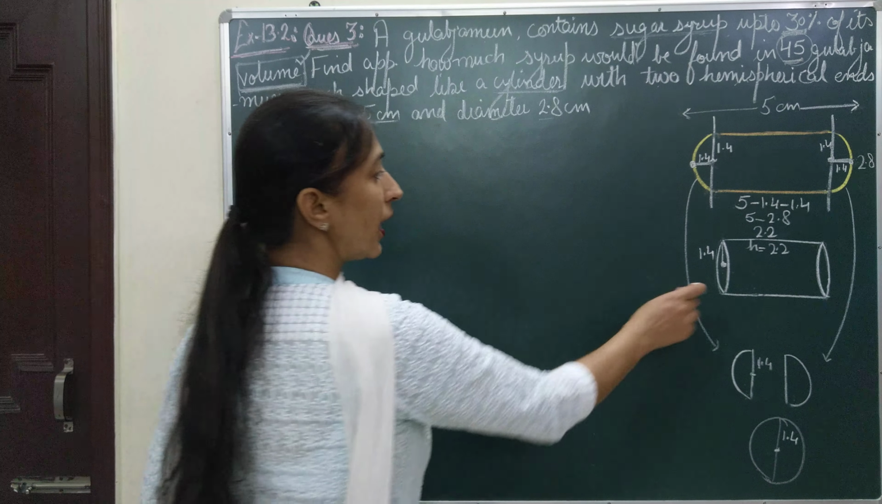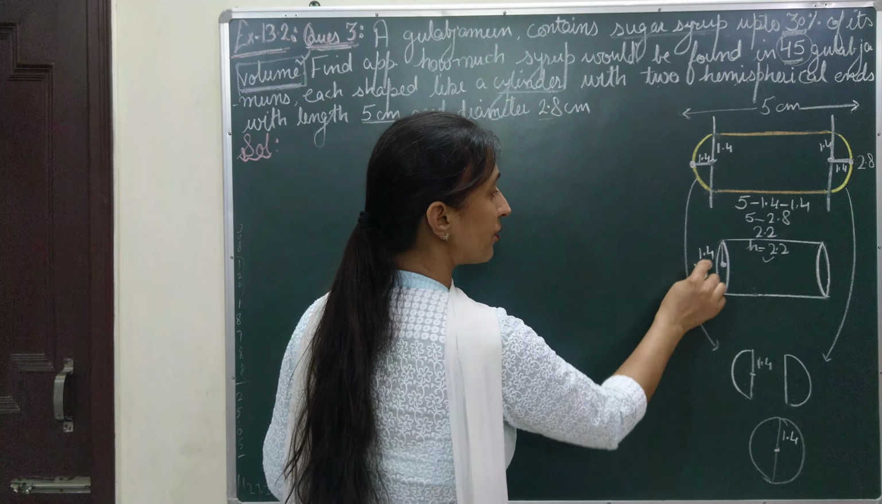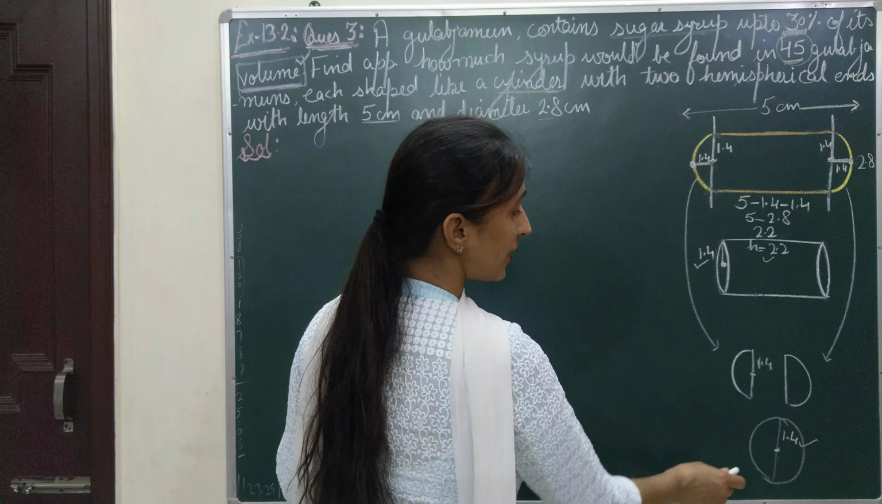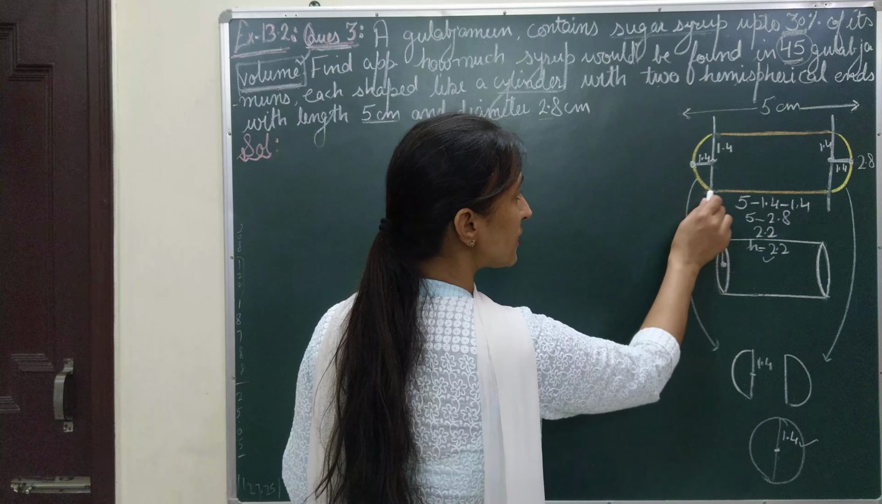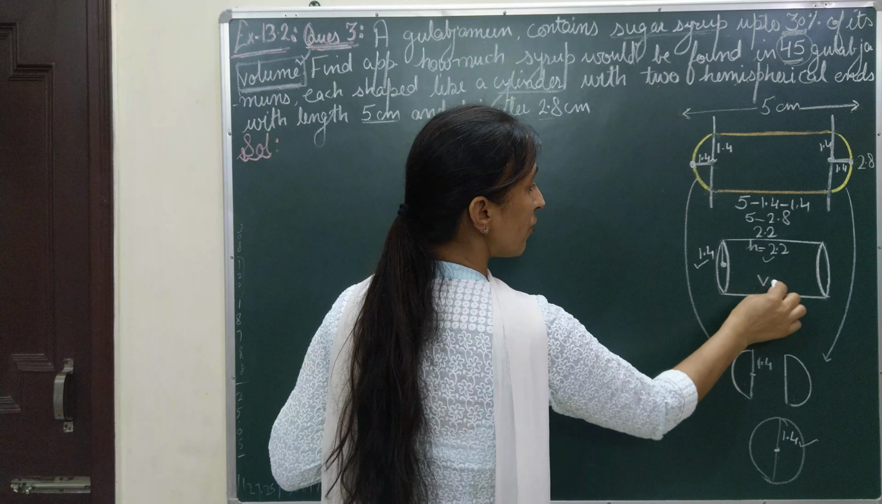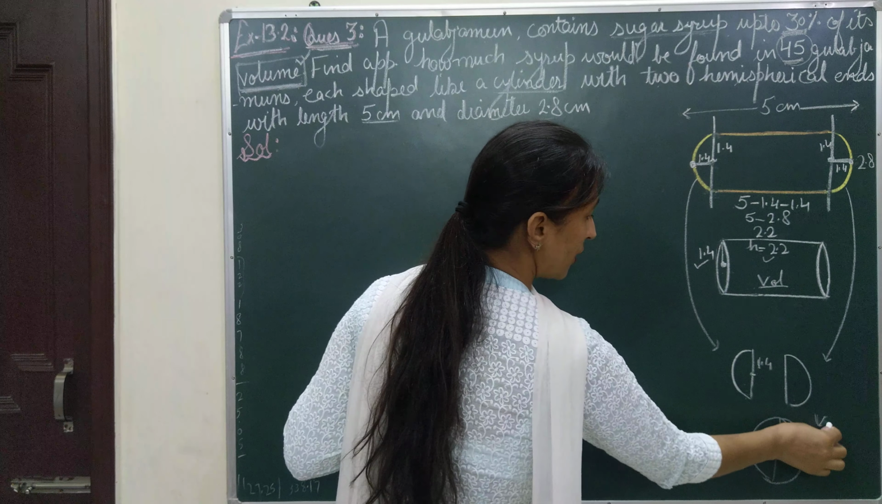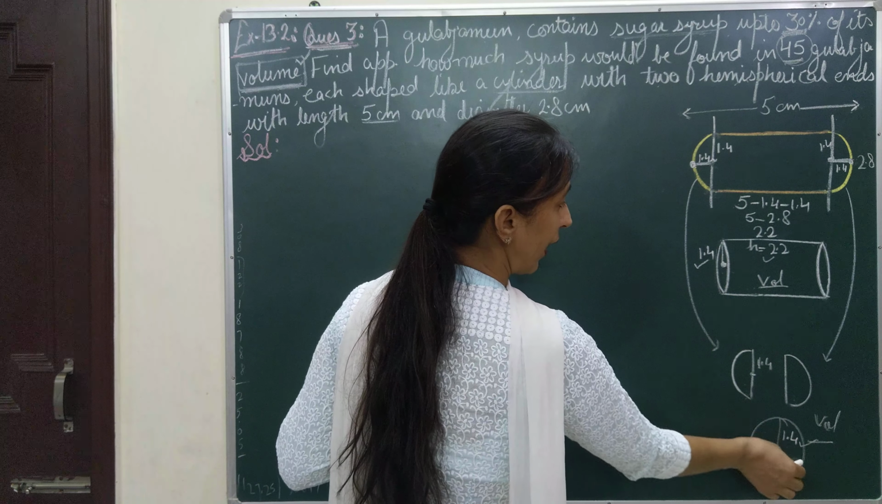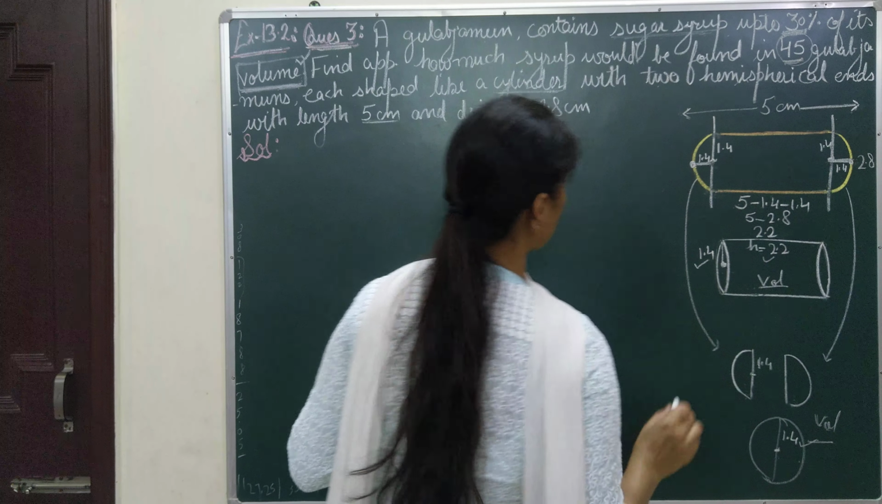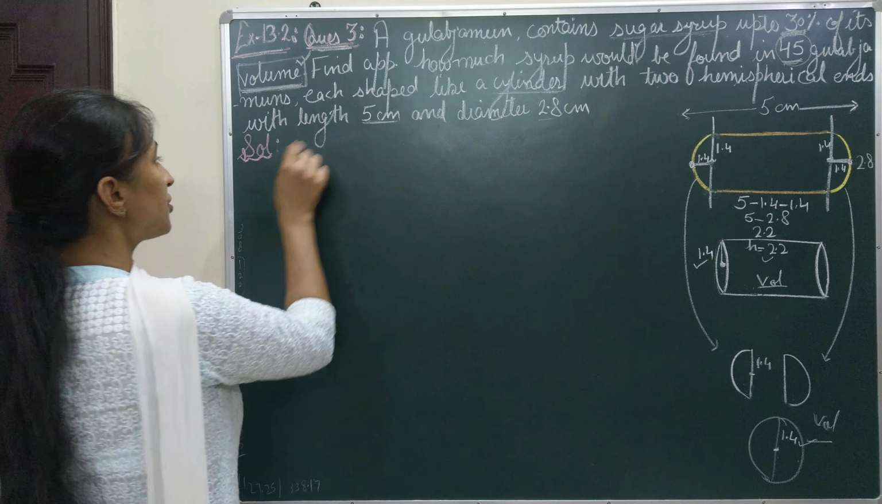Now I have got height for the cylinder, radius for the cylinder, and radius for the sphere also. Now it is easy for me to find the volume of this gulab jamun. What I will be doing is finding the volume for the first figure plus the volume for the second figure, and then I will add them, and what I will get is the volume for this full gulab jamun. So let us start the question.